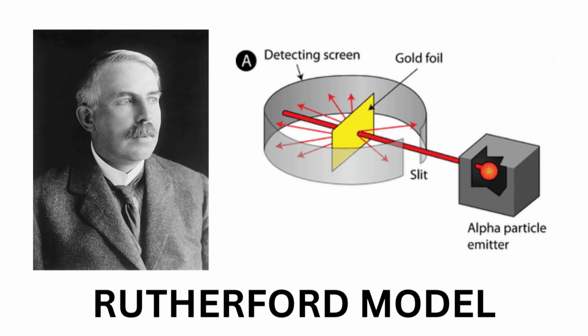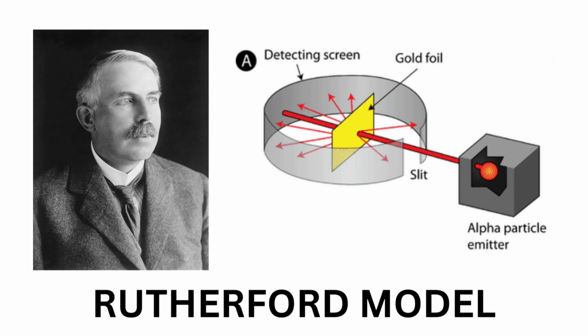He also calculated that the radius of the nucleus is about 10 raised to the power 5 times less than the radius of the atom. He also gave a nuclear model of the atom that said there is a positively charged center in an atom called the nucleus. Nearly all the mass of an atom resides in the nucleus. The electrons revolve around the nucleus in circular paths. The size of the nucleus is very small compared to the size of the atom.